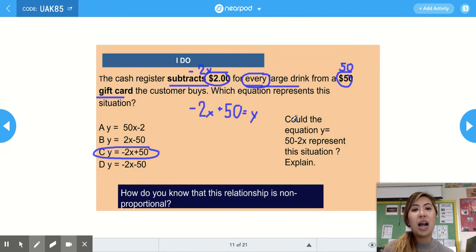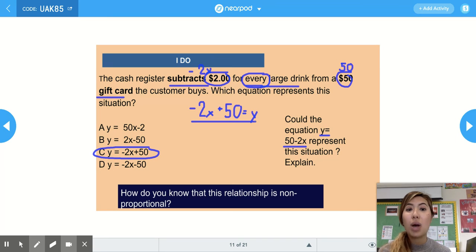So this question right here asks, could the equation y is equal to 50 minus 2x represent this situation? The answer is yes, because they're equivalent, they're equal to each other. So if this problem had just asked write an equation to represent the situation, both of these equations, negative 2x plus 50 is equal to y, as well as y is equal to 50 minus 2x, would be the correct answer. Of course, if it's a multiple choice answer, you have to be able to switch around the numbers just to make sure that you select the correct answer. And we know that this relationship is not proportional because it has a y-intercept. The y-intercept is 50.